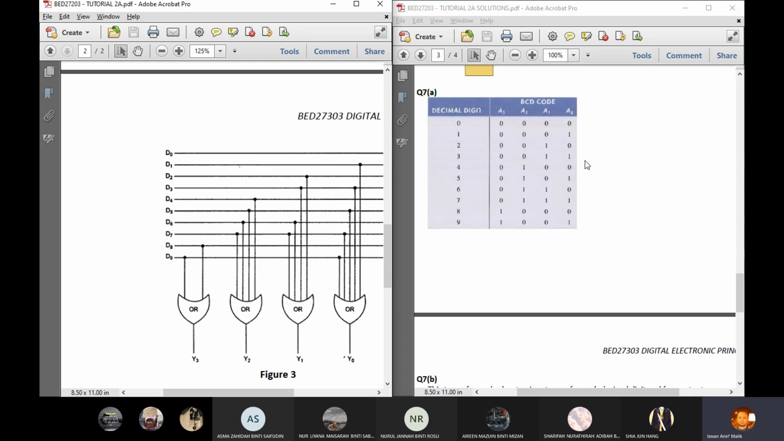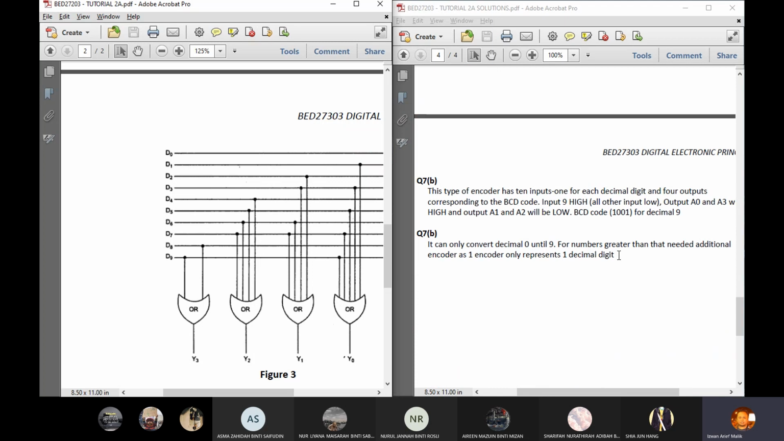Katakan you nak display, you nak convert nombor 20. So if you are converting number 20, you can't convert them by only using one BCD code. You have to use another one. Because why? The first one is to represent number 2. The second one is to represent number 0, which is 20. So itulah dia punya disadvantage dia. Sebab dia hanya boleh convert kepada nombor 0 hingga nombor 9 sahaja. Kalau nombor 10 dah tak boleh. Nombor 10 you kena tambah lagi 1. So that is what this answer here is about.